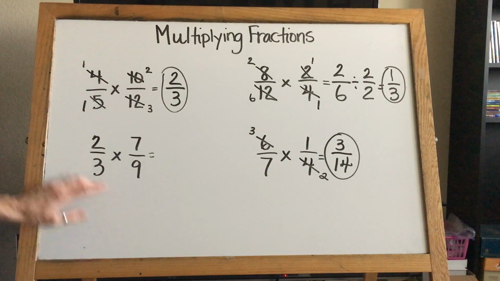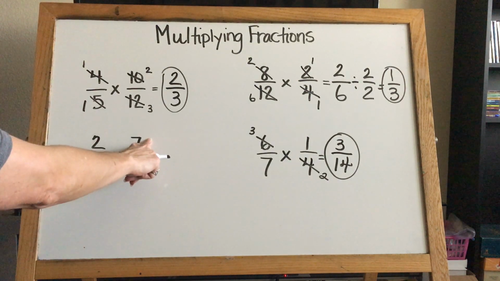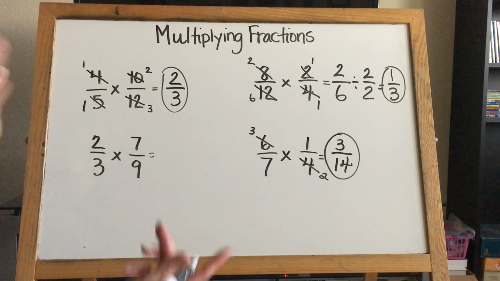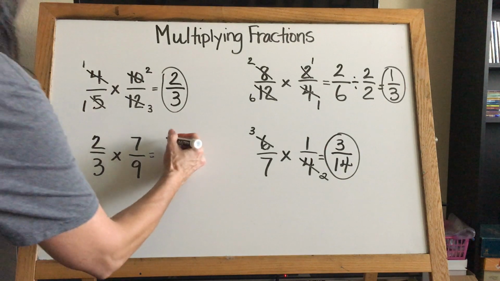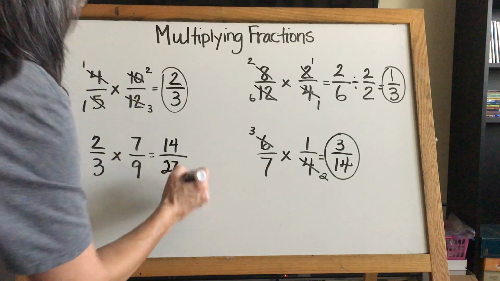All right, so we're here. We have a 2 and a 9. They do not have any common factors. We have a 3 and a 7. They're both prime, so they don't have any common factors. So the only thing we can do is multiply straight across. So 2 times 7 is 14. 9 times 3 is 27.